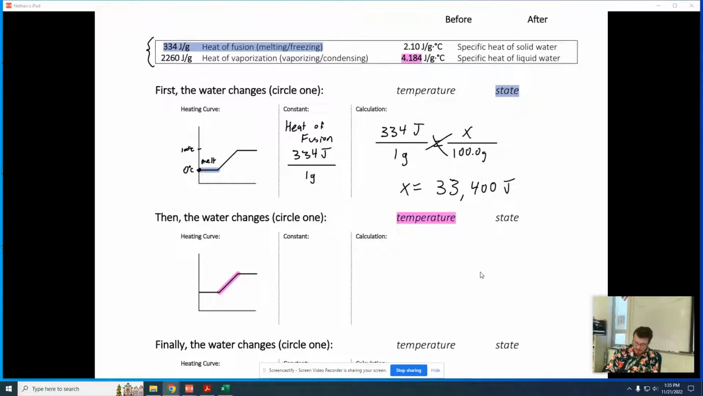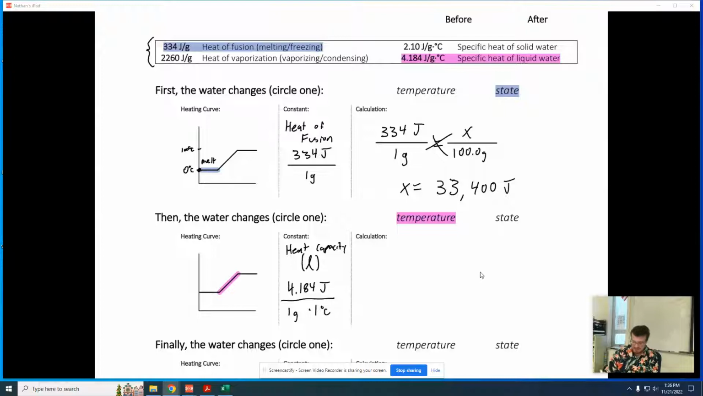That means we want to use the specific heat capacity for liquid water. It tells us it's for liquid water, and we are talking about liquid water. So that's the one we want to use. So I'm going to abbreviate this by just saying heat capacity liquid, which is 4.184 joules of energy for every 1 gram and every 1 degree Celsius.